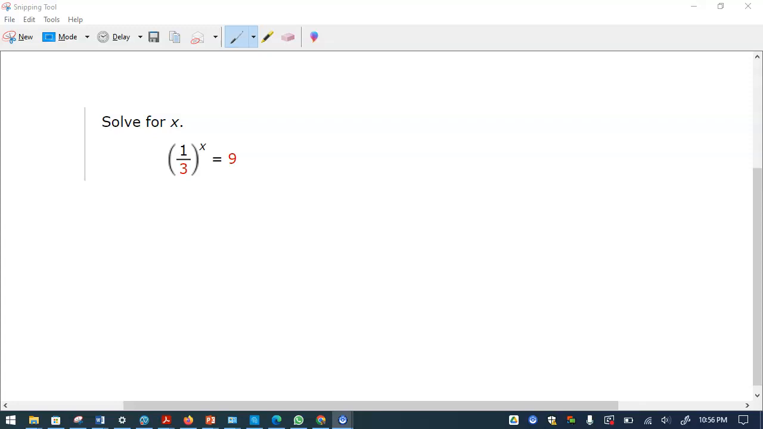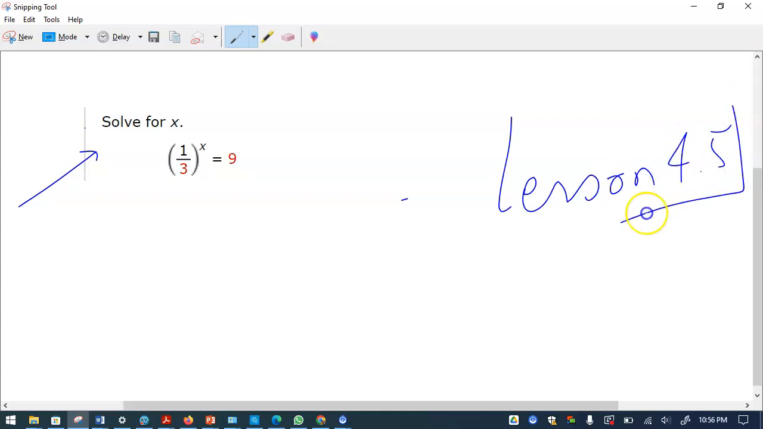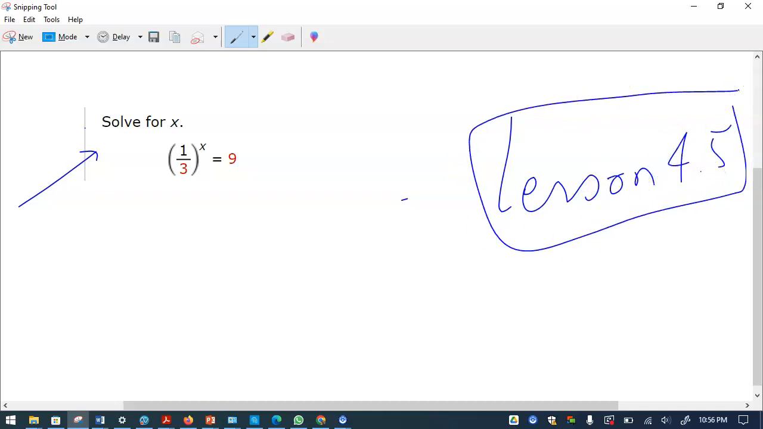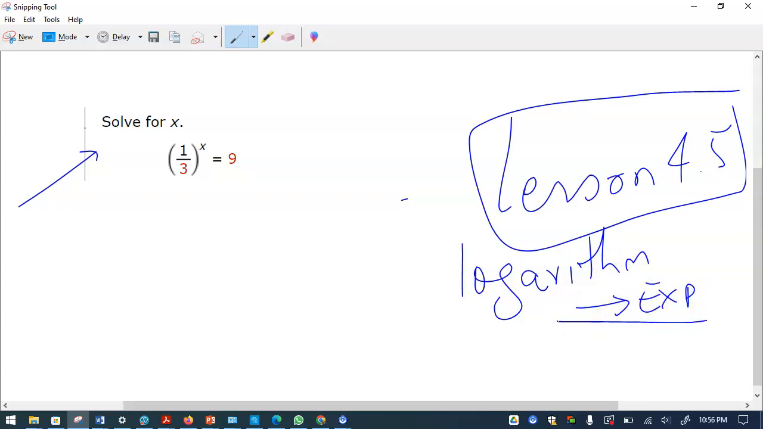Okay, hello students. I would like to walk through the practice problem for lesson number 4.4.5. So this is on how do we switch from logarithm to exponential, and how do we switch exponential to log. Look at the simple question they asked. We've been doing this from, I think, algebra 1 or algebra 2.